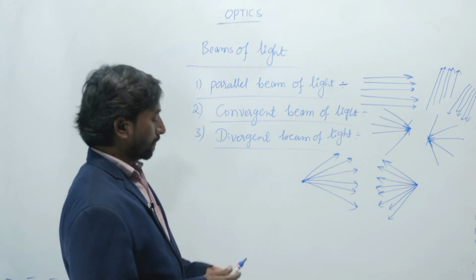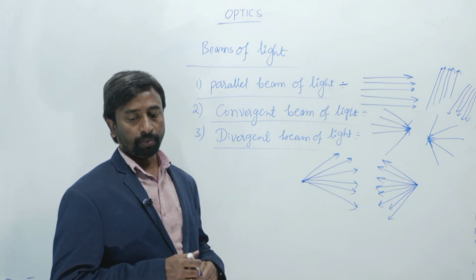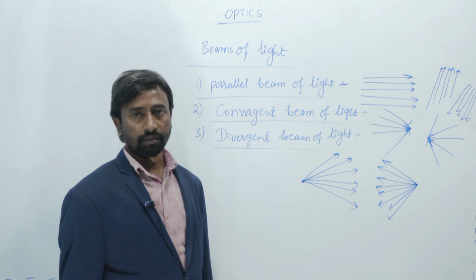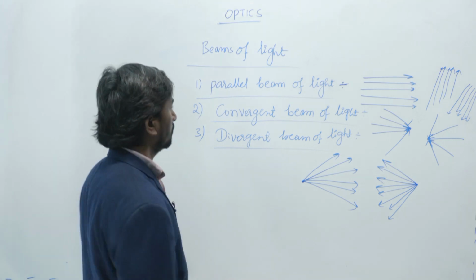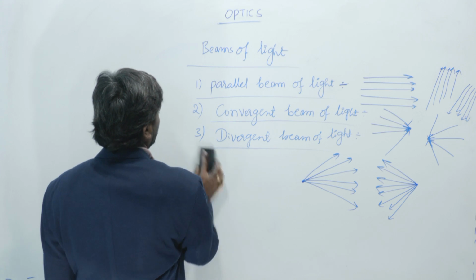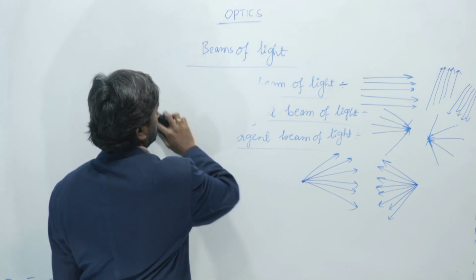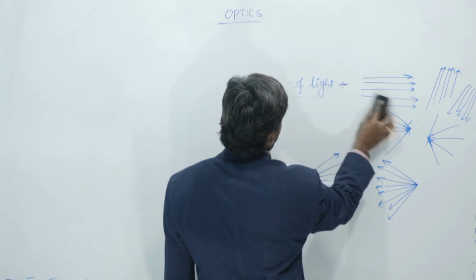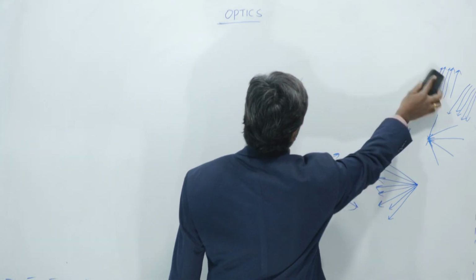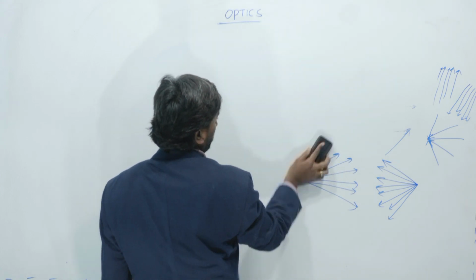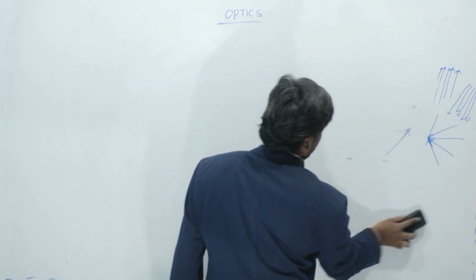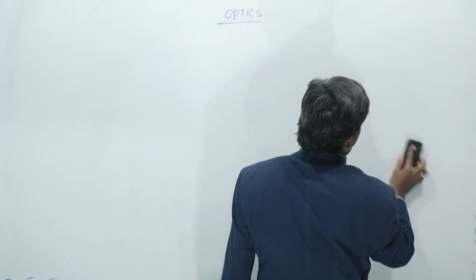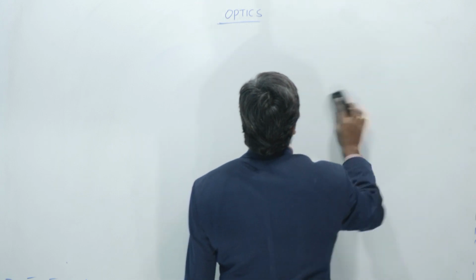So that is about the different types of beams of light we have seen, and we have also seen the different types of mediums. Now we'll see what the properties of light are. To understand them, we will use geometrical methods to understand the properties of light.